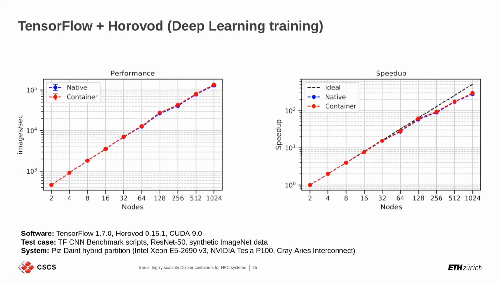The second application is a combination of TensorFlow and Horovod, performing a training of a convolutional neural network from TensorFlow's own benchmark scripts. The network is ResNet 50, and the training uses synthetic ImageNet data. With this test, we benchmarked up to 1,024 nodes, and here as well, the performance profile is pretty consistent between native and container versions of the applications, with even variability of the results being kept very, very small.